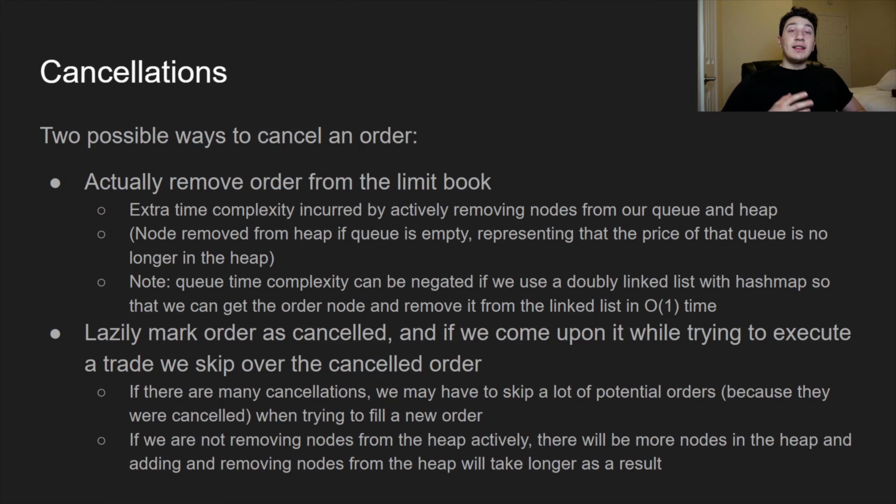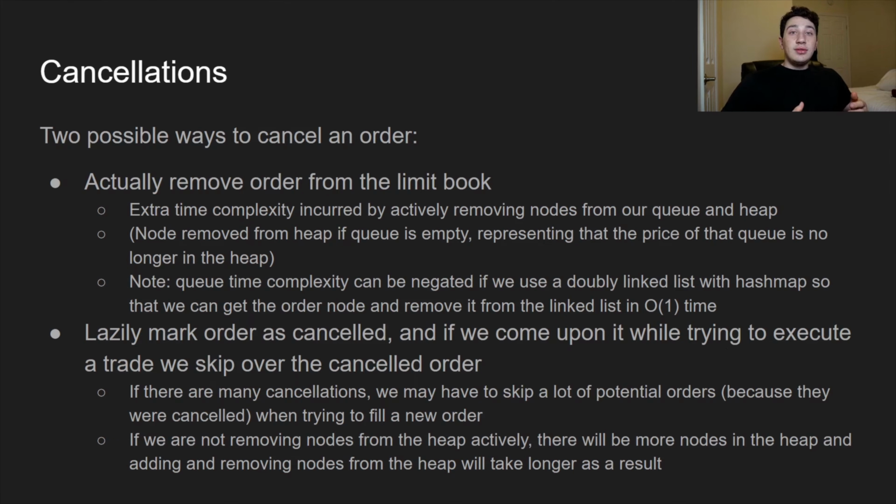But basically, by actively removing things from the heap, it also means that we're incurring extra time complexity whenever we do a cancellation. So the first thing is that we're going to be removing a node from a queue, right? Because we have a heap of queues of order objects. And so we're removing an order object from that queue. We know that removing arbitrary nodes from queues is actually an O(n) time complexity. However, there are optimizations that we can make in order to improve this. For example, instead of just using a queue with a linked list implementation, we can implement our queue via a doubly linked list with a hash map, which I've covered plenty in prior videos. And by doing so, we can basically use our hash map in order to get the location of the node and then remove it in O(1) time.